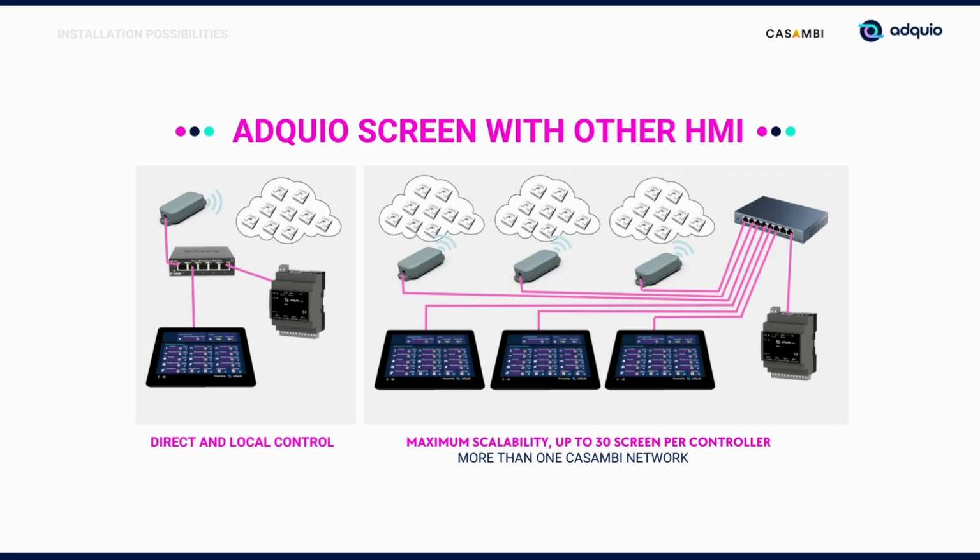From 4 or 6 Casambi networks, depending on the number of devices, Adquio Lite or Adquio Mini controllers are no longer suitable. We should move to an Adquio microserver, and if the network exceeds 30, we must change to an Adquio server for real-time control.